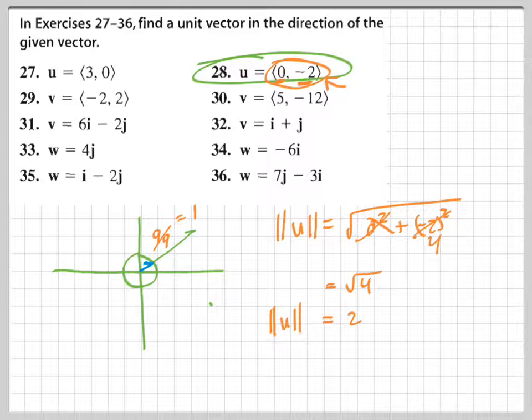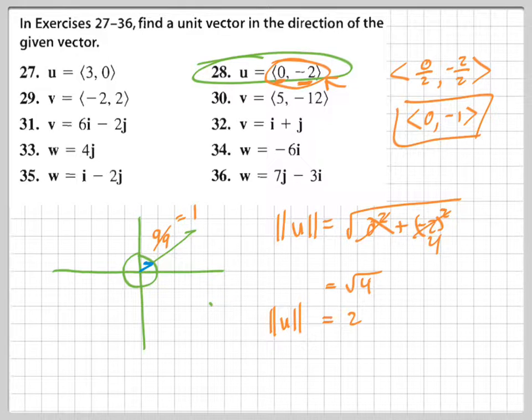So all you have to do is divide 0 by 2, and divide negative 2 by 2. And so we get 0 and negative 1. There's our unit vector, people. Now, you probably didn't have to do all that work just to find that.